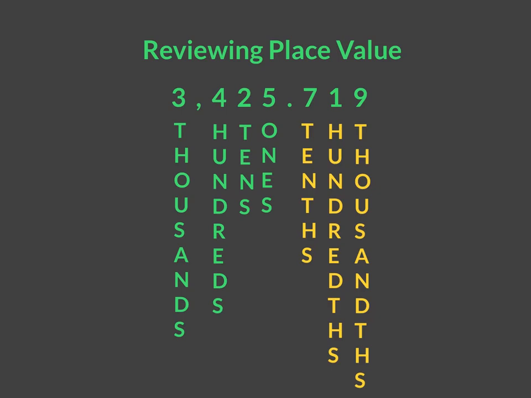We begin today's lesson by reviewing place value. Let's look at the digits to the left of the decimal. The first digit to the left of the decimal is the ones place. That's represented by the 5. The 2 represents the tens place, the 4 represents the hundreds place, and the 3 represents the thousands place.